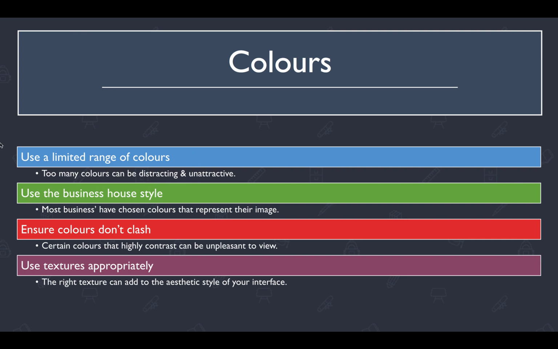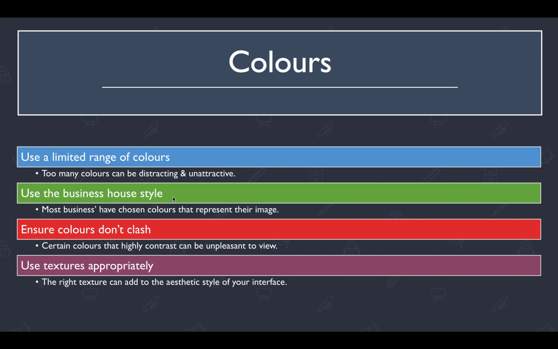colours. A limited range of colours, because too many colours can be extremely distracting and unattractive. We don't want to create clashes of different tones of colours, especially the blues that a lot of you have got working in your Etihad Stadium app.